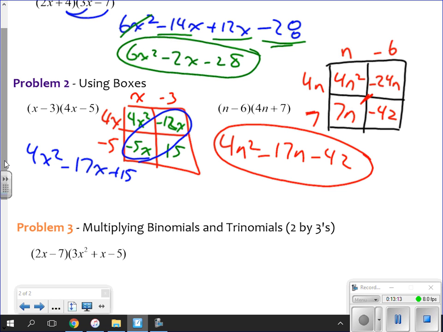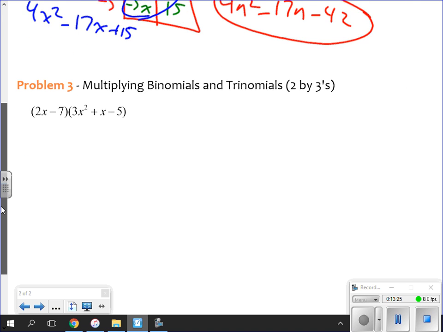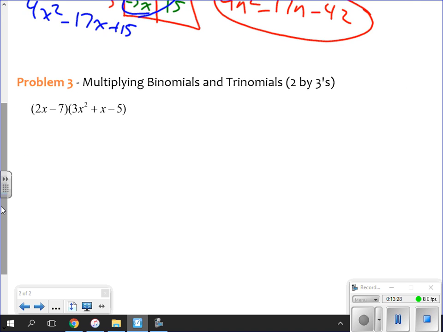I'll be honest, I usually use FOIL if I have a binomial, if I have something like this. If I have two terms and two terms, I usually use the FOIL method, but box works good. I like the box method when you get problems like this one. You can't use FOIL if you have 2 terms and 3 terms, or 3 terms and 3 terms, or 5 terms and 10 terms. If you've got more than 2 terms in either one of them, or both, you can't FOIL. FOIL only works if you have 2 binomials. If I get something like this, you have to set up a box.